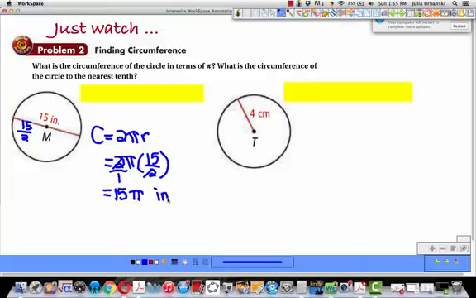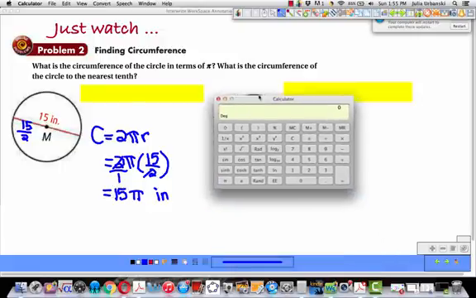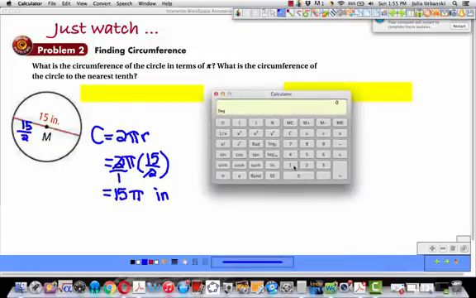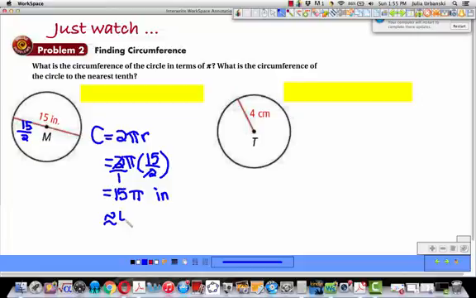Now the second part asks me to do it to the nearest tenth, and the only way to do that is on your calculator. So we're going to try to get exact answers as far as we can, so it's going to be 15 times, and then instead of saying 3.14, use that pi button right there, and then hit equals, and you'll get an answer of about 47.1. The 2 doesn't make it go up. The 2 makes it stay as 0.1. So about 47.1. And that's circumference, so it's inches.